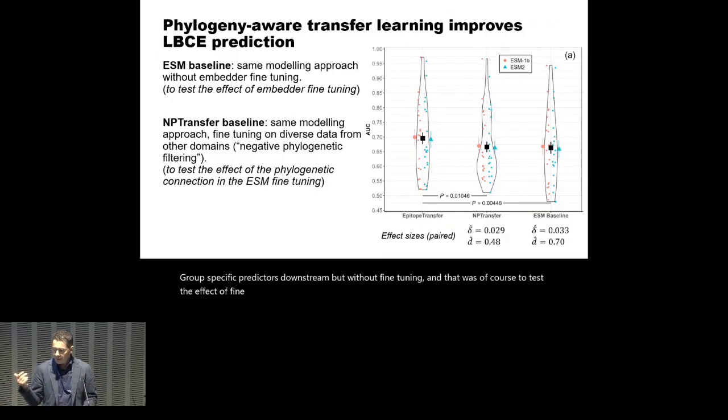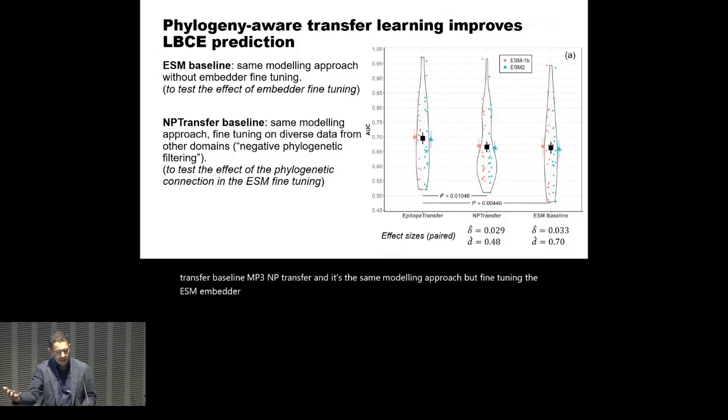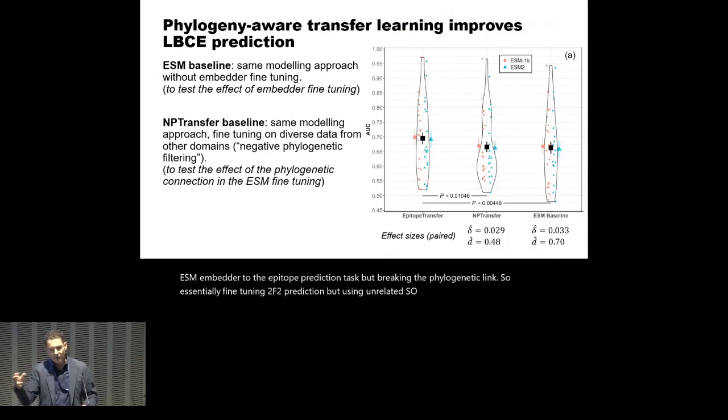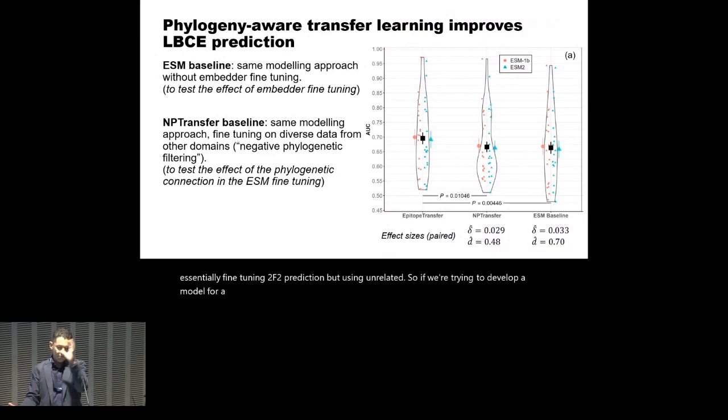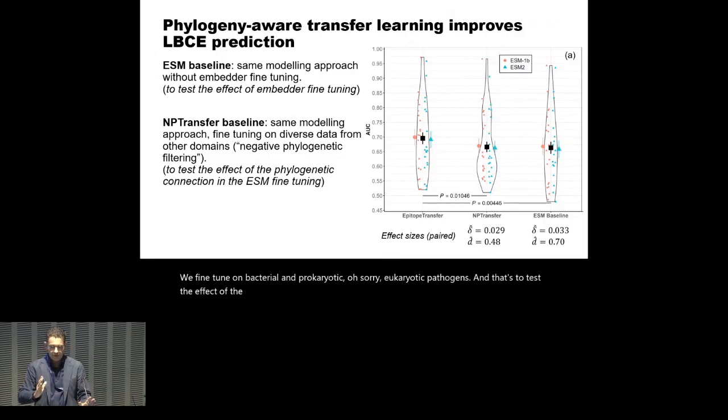The second internal baseline, we called the non-phylogenetic transfer baseline, NP transfer. It's the same modeling approach, but fine-tuning the ESM embedder to the epitope prediction task, but breaking the phylogenetic link. So essentially fine-tuning to epitope prediction, but using unrelated pathogens. If we're trying to develop a model for a virus, we fine-tune on bacterial and eukaryotic pathogens. And that's to test the effect of the phylogenetic assumption there.